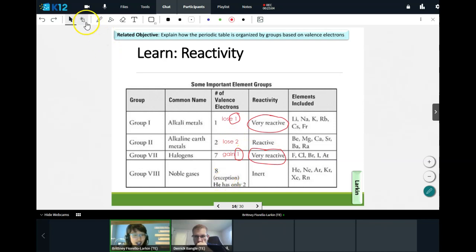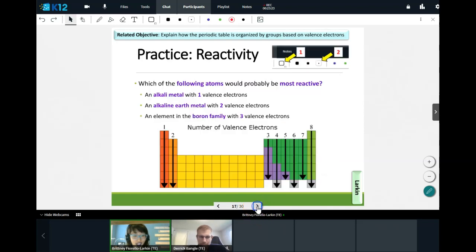And again, noble gases are not reactive at all because they're already stable. Again, if you are stable, you're not reactive. If you're close to stable, you're very reactive. So in this case, they have all 8 of their valence electrons, or helium has all 2, and so they are already stable, which makes them inert. Inert is just another word for non-reactive.